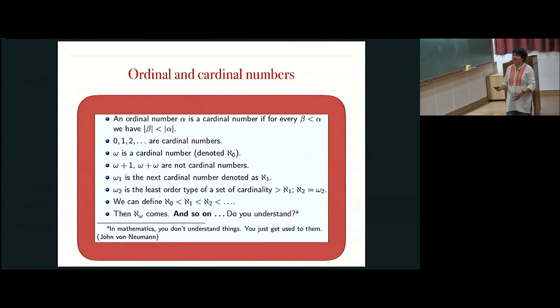So you can define Aleph null, Aleph 1, Aleph 2. These are all cardinal numbers. And in between, omega, omega plus 1 and so on, these are all ordinal numbers. And then comes n omega and so on, n omega plus 1, and again there is no end. Of course, as von Neumann says, in mathematics, you don't understand things, you just get used to them.